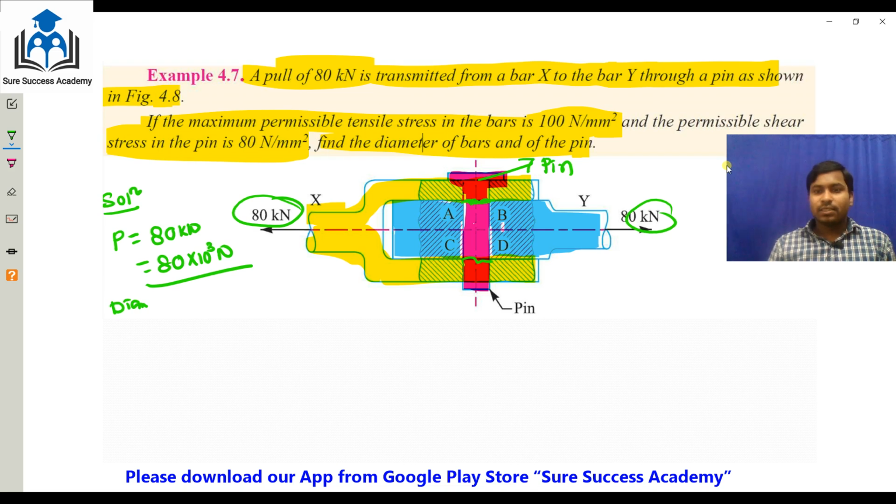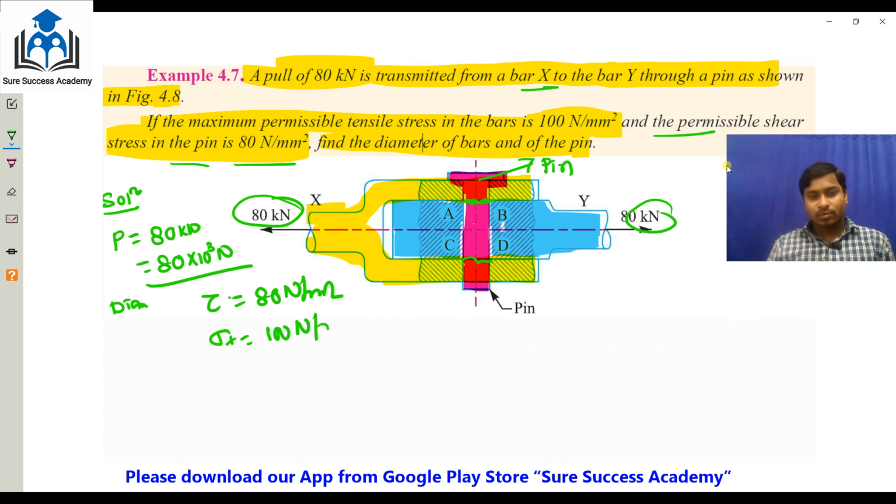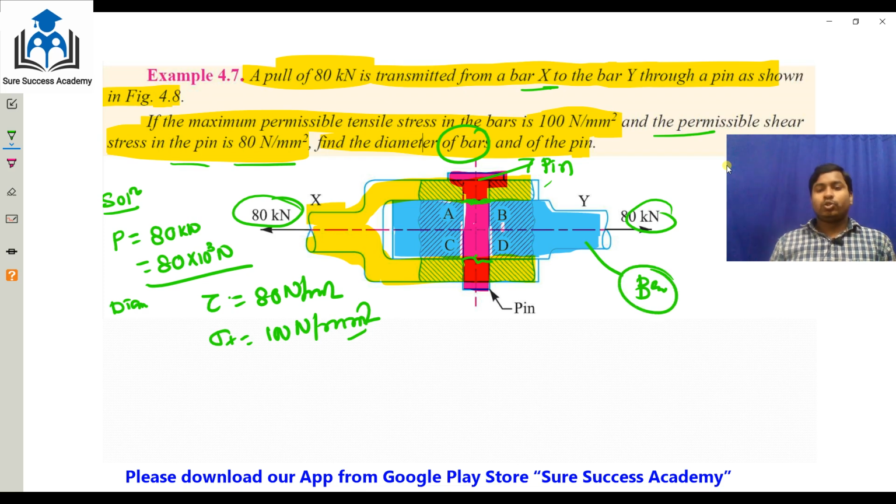What is asking? The permissible shear stress of the pin is given as 8 Newton per mm square, and the tensile strength is given as 100 Newton per mm square. Now find the diameter of the bar, and this is a bar, and this is a pin. So the bar will fail due to the tensile stresses, and the pin will fail due to the shear stresses.